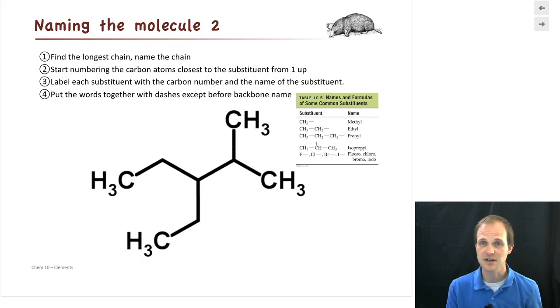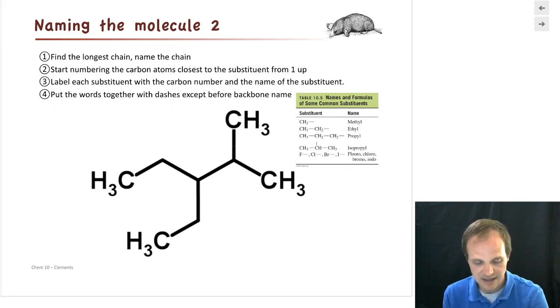So how do we start numbering? Well, you just kind of got to go through the molecule and find different ways. I usually start with just going left to right and see what I get.